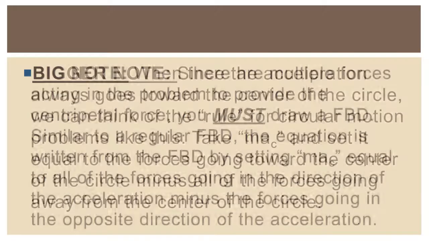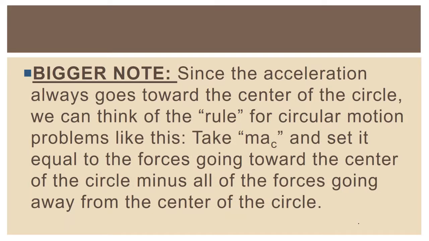And so we can say in an even bigger note, since the acceleration always goes toward the center of the circle, we can think of the rule for the circular motion problems like this. We take MAC and we set it equal to the forces going toward the center of the circle minus all the forces going away from the center of the circle. That's the idea. This, not an exaggeration, is probably the most important note of this whole unit. So take a second to pause this video here and write that down. And when you hit play, we'll move on.